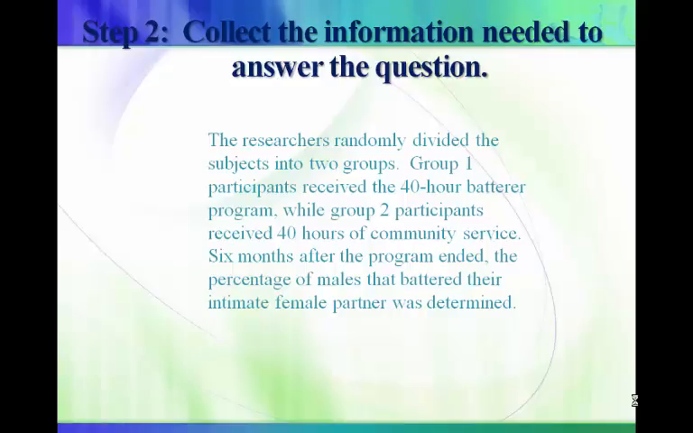Step 2, collect the information needed to answer the question. In this case, the researchers randomly divided the subjects into 2 groups. Group 1 participants received the 40-hour batterer treatment program, while the control group received 40 hours of community service. 6 months after the program ended, the percentage of males that battered their intimate female partner was determined.